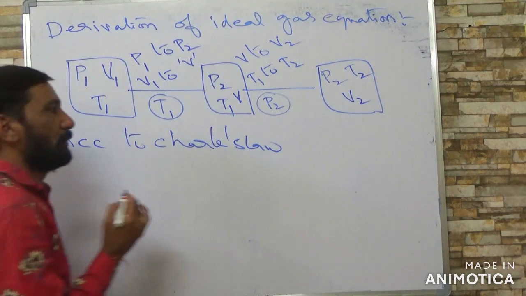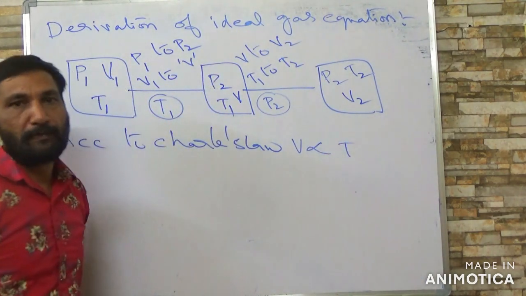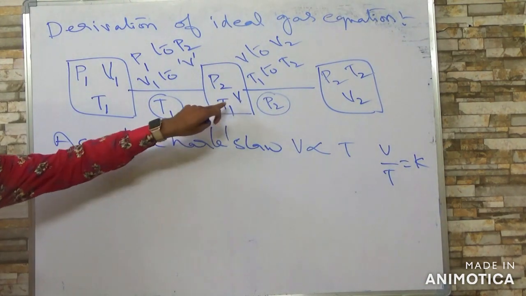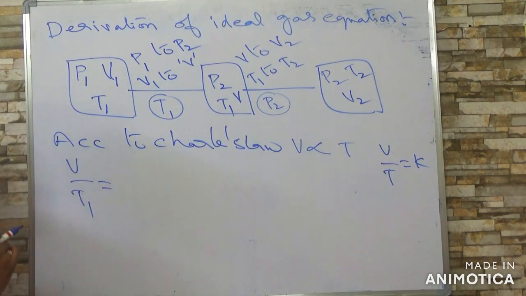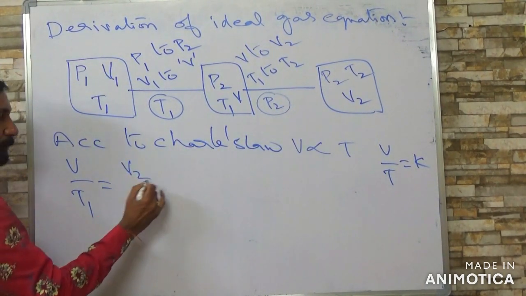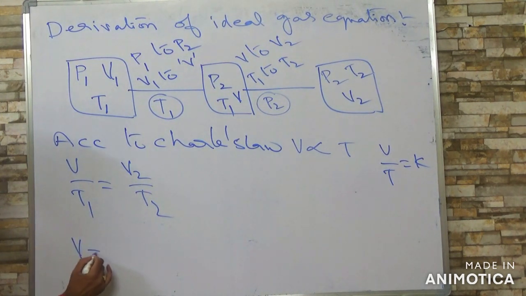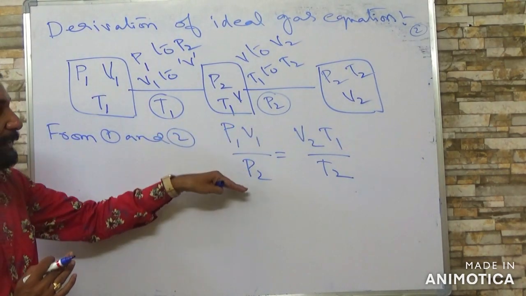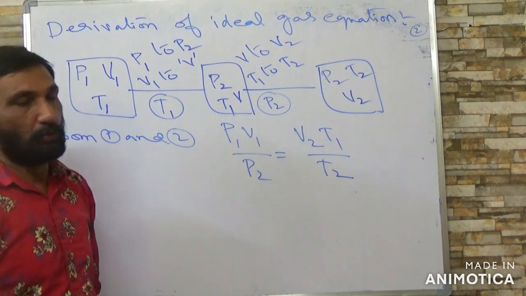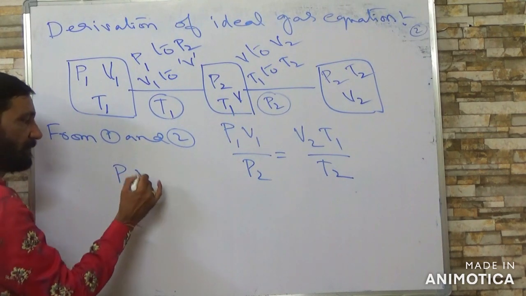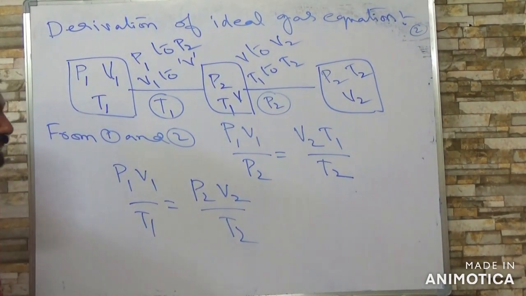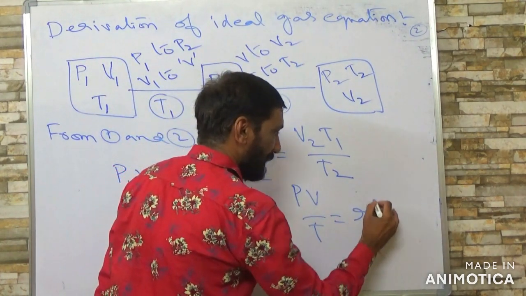According to Charles' law, volume is proportional to absolute temperature. So V by T is always constant. So here V by T1 is equal to V2 by T2. Thereby V becomes V2 T1 by T2. This is taken as equation 2. From 1 and 2, P1 V1 by P2 is equal to V2 T1 by T2. Now you bring all the first terms to one side: P1 V1 by T1 is equal to P2 V2 by T2. Or else you can also write PV by T is some constant.